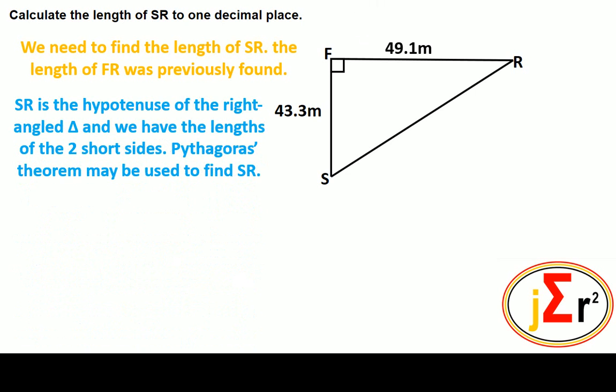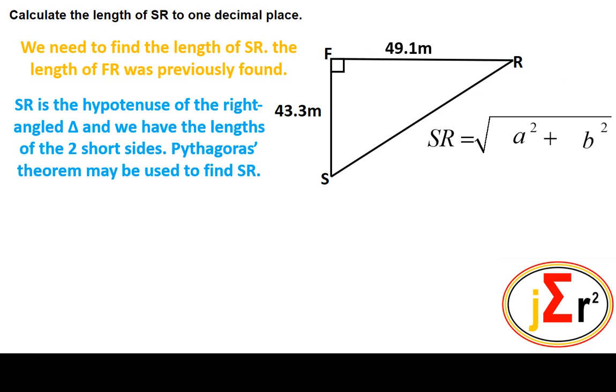SR is the hypotenuse. That is what we need to find. SR is the hypotenuse of the right angled triangle, and we have the lengths of the two short sides. We will therefore use Pythagoras Theorem in finding SR.